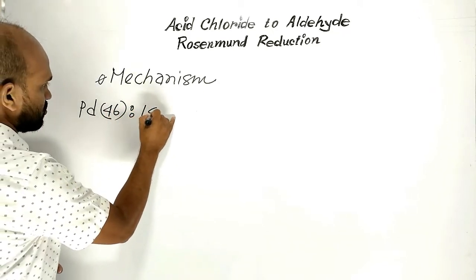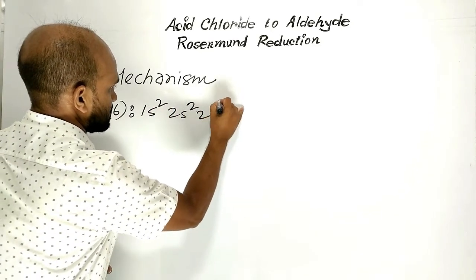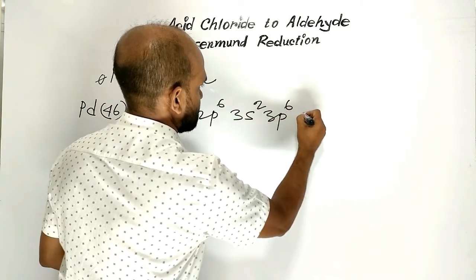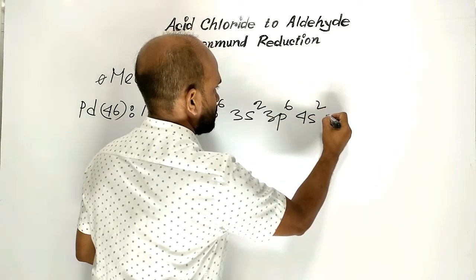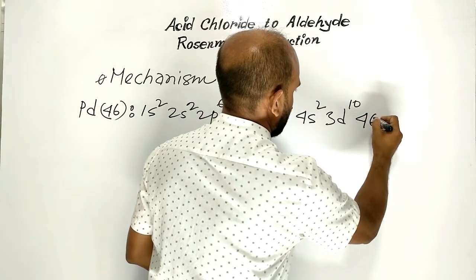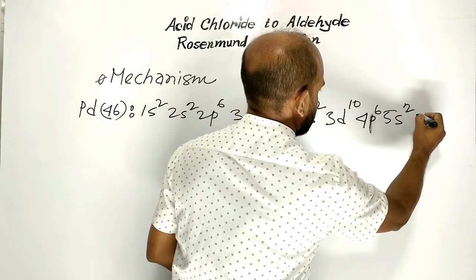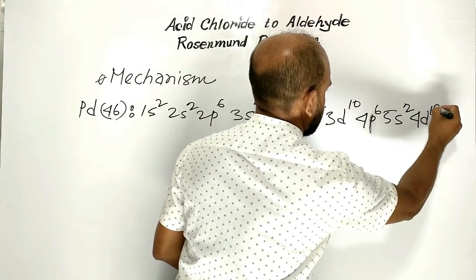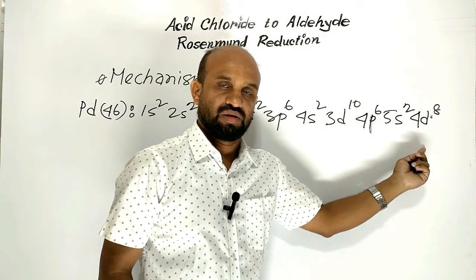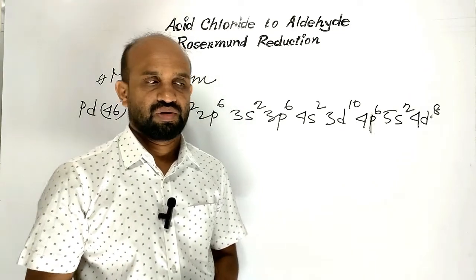Electronic configuration is 1s2, 2s2, 2p6, 3s2, 3p6, 4s2, 3d10, then 4p6, 5s2, 4d8. This is the general electronic configuration of palladium.